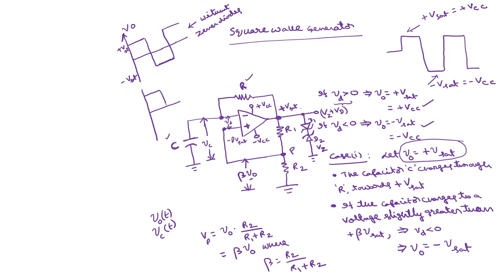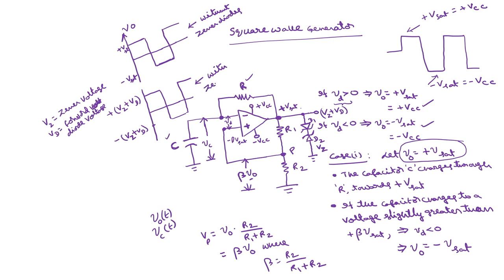So as a result, you will get a waveform whose values vary between plus (VZ plus VD), where VZ is the zener voltage and VD is the forward diode voltage, and minus (VZ plus VD). So other than plus V sat and minus V sat, other output levels can also be generated, but this is with zener diodes. In any case, both these signals are square waves only. That is, on time is equal to off time. This is the on period, this is the off period, both are the same.